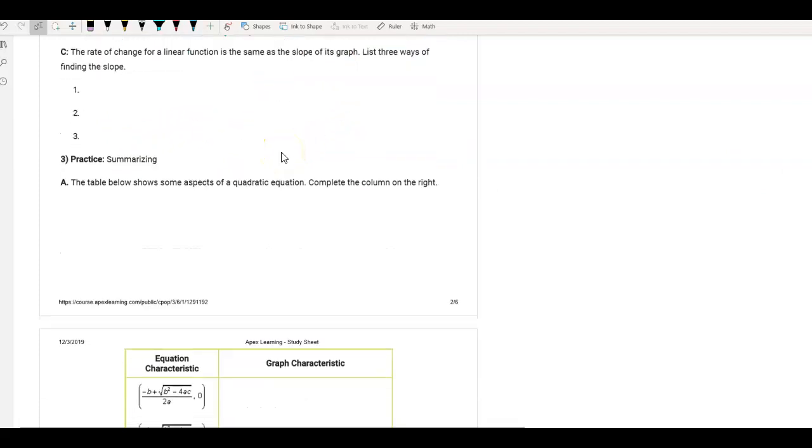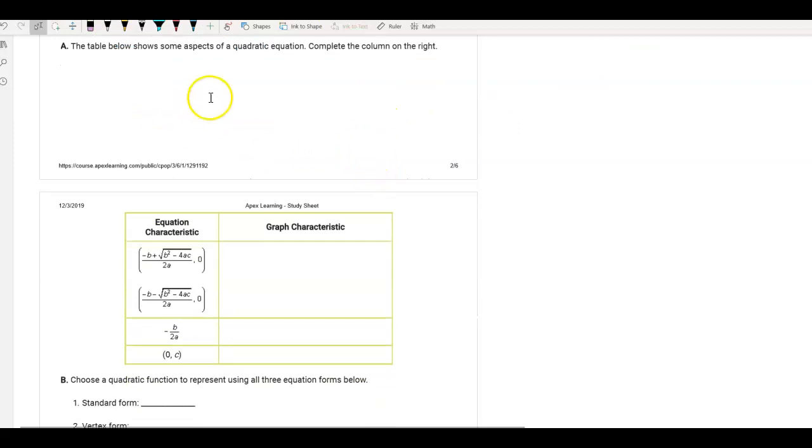There's 3 ways to find the slope, right? You could basically do it from the graph using rise over run. Okay? You can use the formula with two ordered pairs where you subtract the y's over subtract the x's, or you can identify it from an equation. So if you were given y equals mx plus b, your slope would be the value of m.